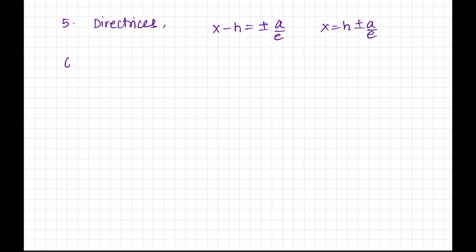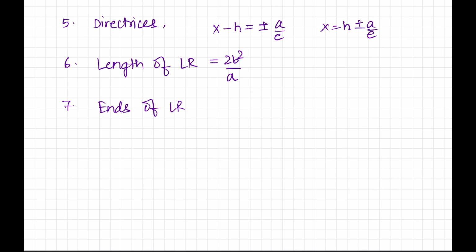Next is the length of latus rectum. The length of latus rectum remains the same and is equal to 2b squared by a. And finally, the ends of the latus rectum are given by h plus minus ae comma k plus minus b squared by a. So here we will get four points, according to the four ends of the latus rectum.